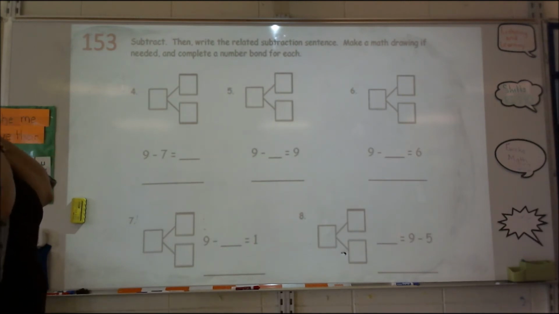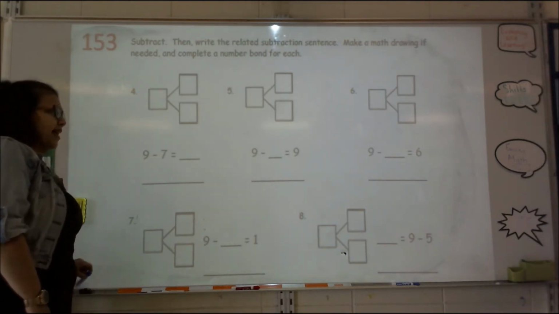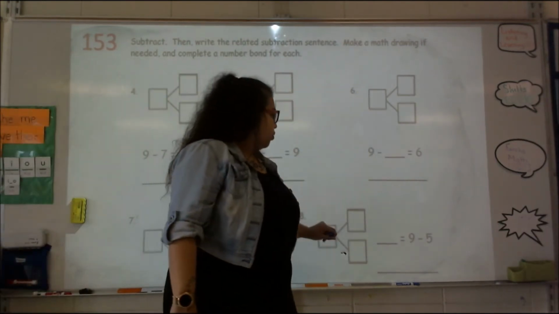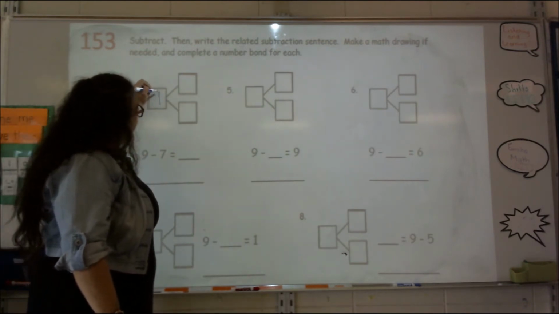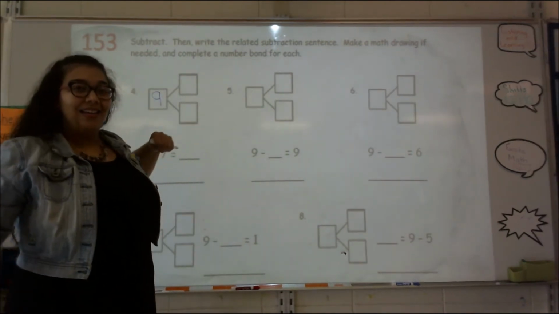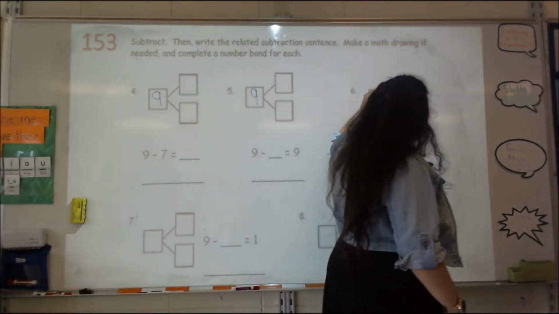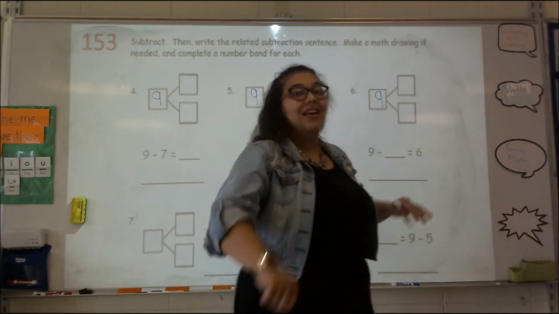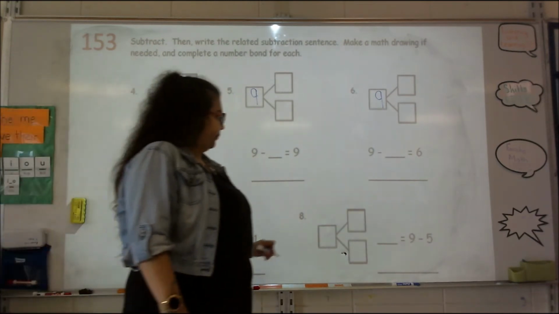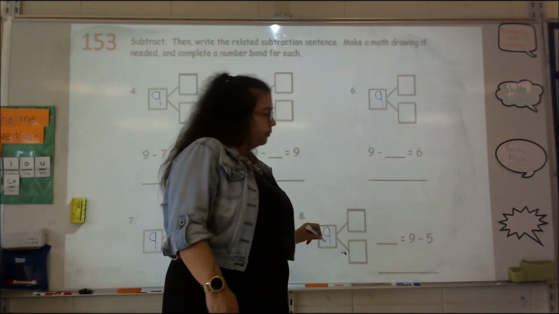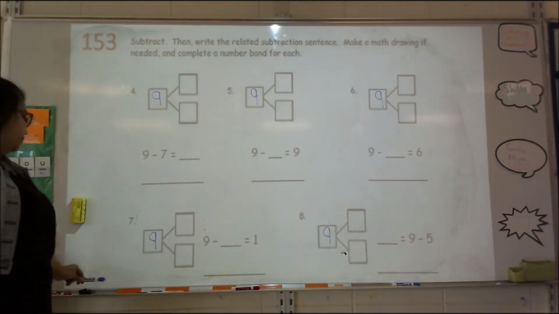Make a math drawing if needed, and complete a number bond for each. If I told you we're looking at ways to make 9, what is our whole on each one of these problems today? 9. Our whole is 9. We're looking at ways to make 9 and ways to take from 9. I want you to go ahead and do something a little bit different. I want you to write 9 as the whole, which means the side that's by itself, in each of these number bonds. Go ahead and write 9. There we go. We have 9 depicted as our whole. That much we know is true.